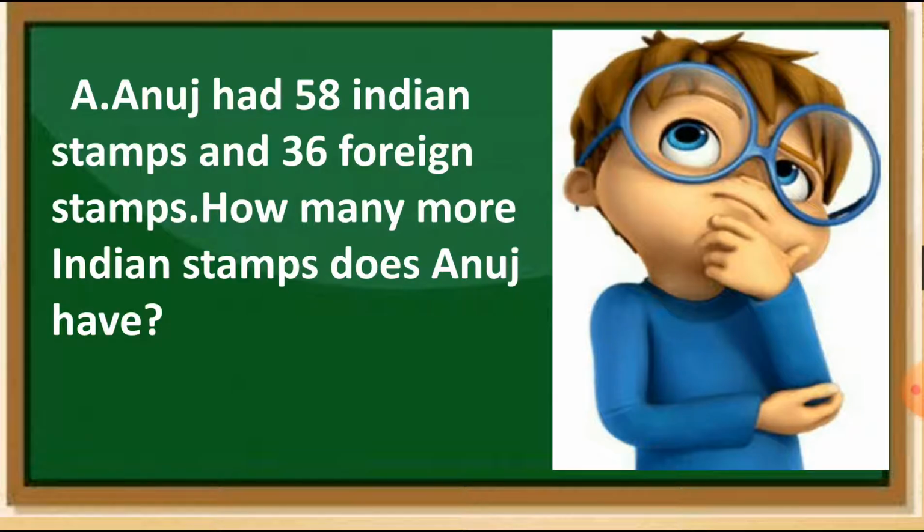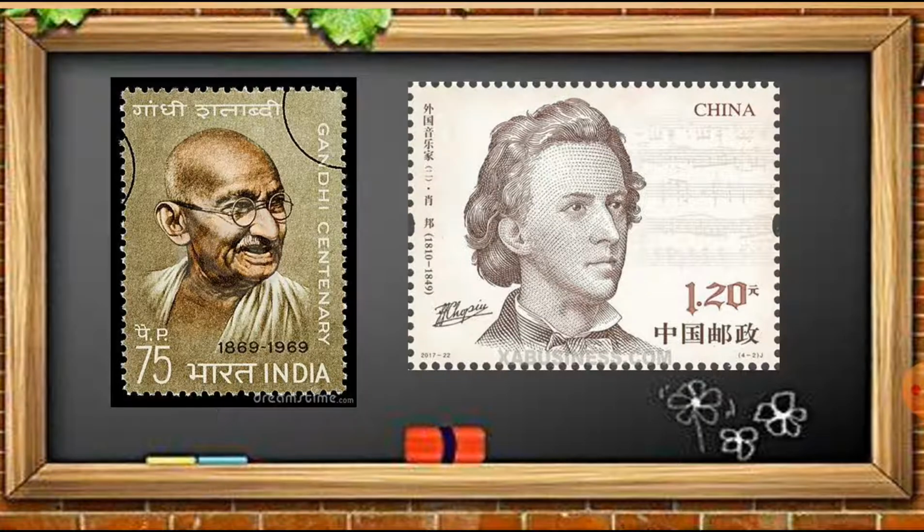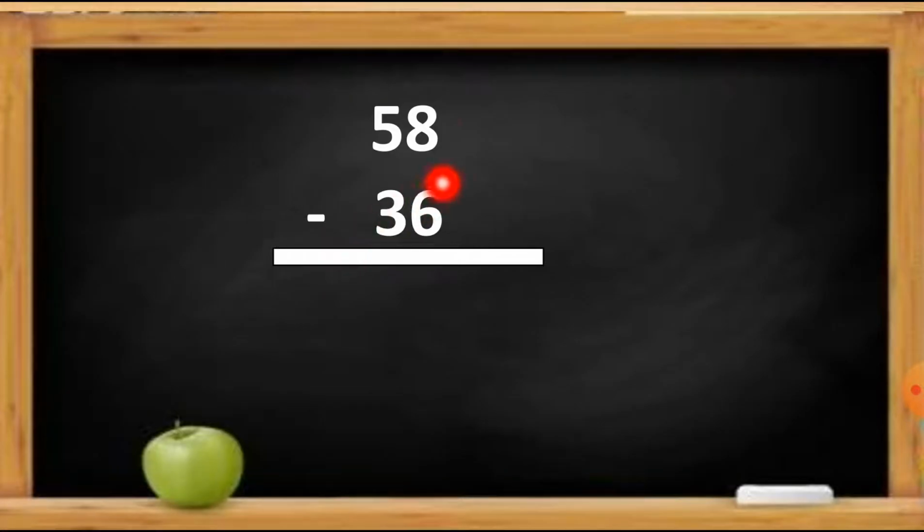Now this is the textbook exercise, students. Anuj had 58 Indian stamps and 36 foreign stamps. How many more Indian stamps does Anuj have? Now he is thinking about the stamps. Here are the stamps: this is the Indian stamp, and this is the foreign stamp. Now how many more Indian stamps does Anuj have? So here are 58 Indian stamps and 36 foreign. So how many Indian stamps are more?